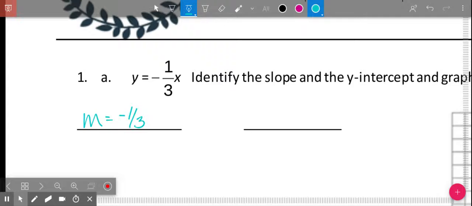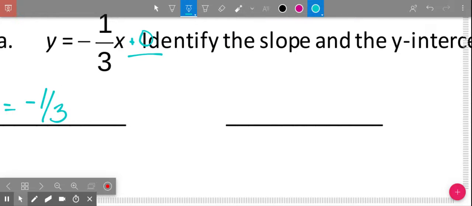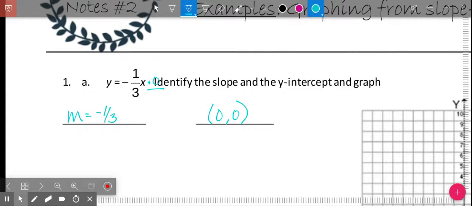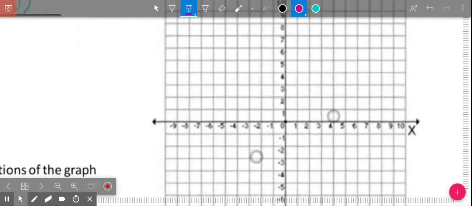Now, my y-intercept, it doesn't look like I have anything. Remember, that's what we're adding at the end, and it doesn't look like there's anything there. So that's why we add the plus 0. Since my y-intercept is 0, it's the point 0, 0. Once I have those pieces, I'm going to go over here and graph those. So I'm going to start at 0, 0.